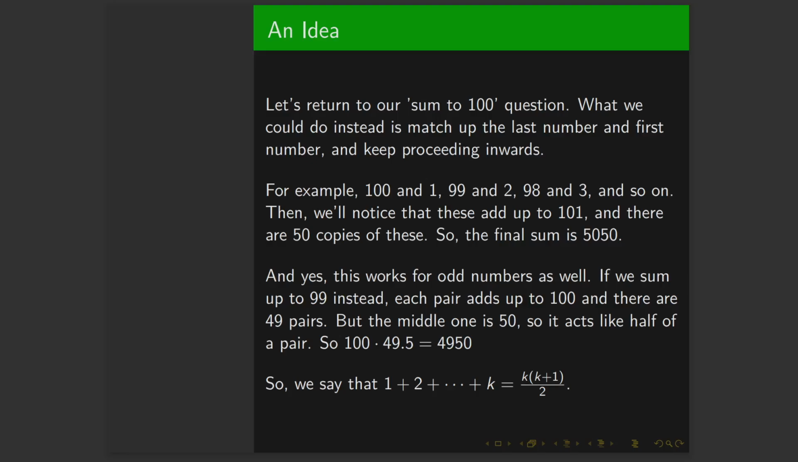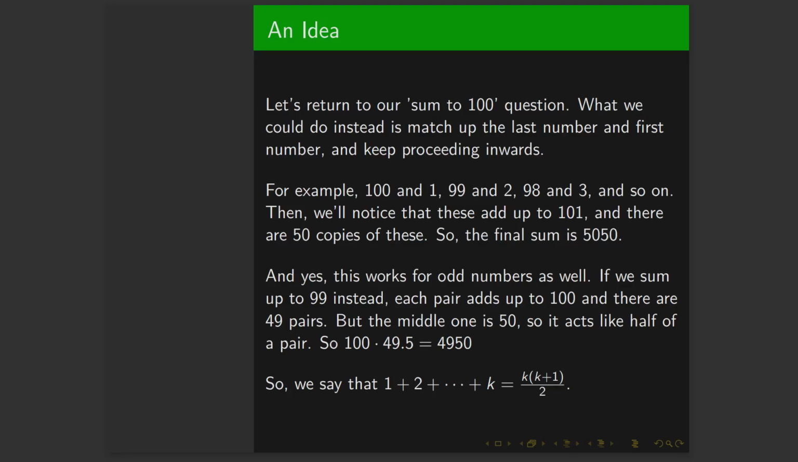We can match up the number 1 and 100, and match up 99 and 2, and match up 98 and 3. And we can create pairs, and every single one of these pairs add up to 101. And there are exactly 50 of them, or half of how many we have. And then you just multiply them together. 101 times 50 is 5050. And that's actually the number we expect.